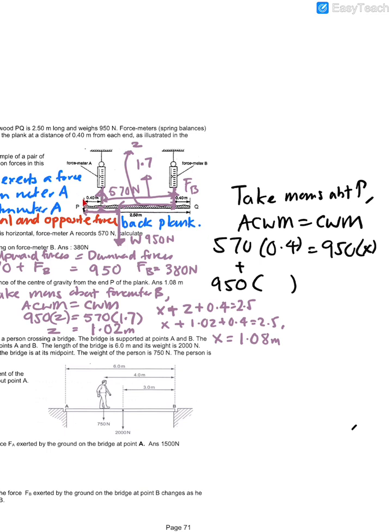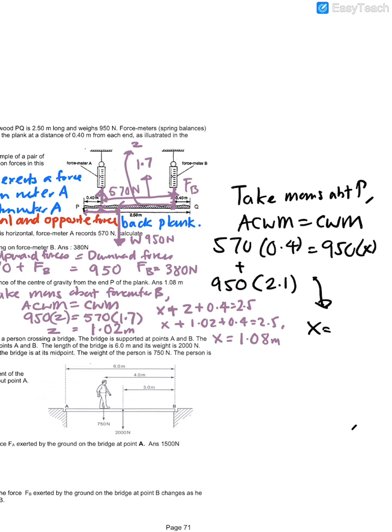It's not 950 times X. Here to here, the whole thing is 2.5. So here is 0.4, that means here to here is 2.1, right? Okay, now you press your calculator. You tell me what you get for X. 570 times 0.4 plus 950 times 2.1, divided by 950.